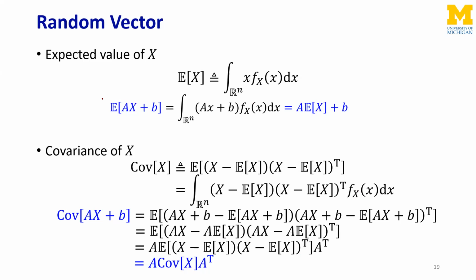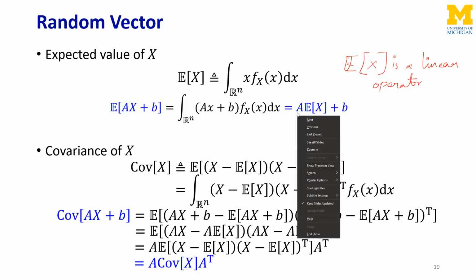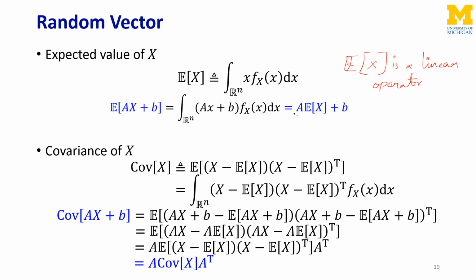The most useful component for us is the fact that the expected value is a linear operator. E is a linear operator. When I say it's a linear operator, I mean that if you apply E to an expression like AX plus B, just using the definition of the expected value, we can clearly see that the expected value of AX plus B is equal to A times the expected value of X plus B. So this is a fact that we'll use a lot.